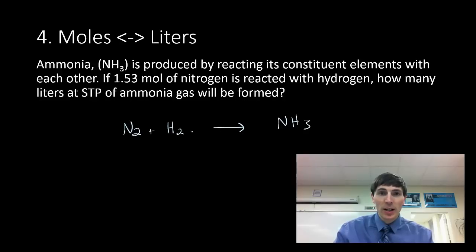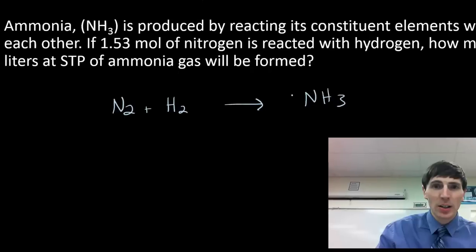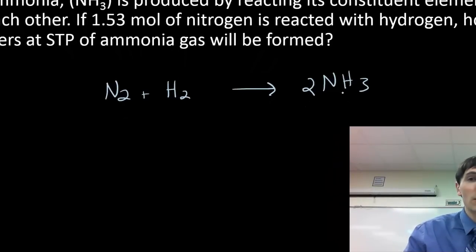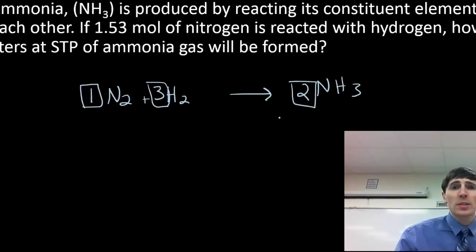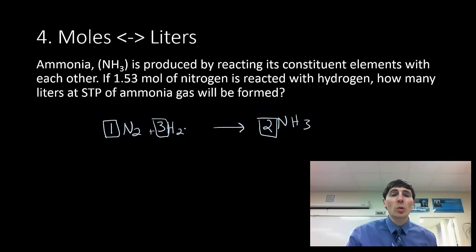So I'm going to go ahead and I'm looking over here. I need twice as much here for nitrogen. That gives me six hydrogen, which means I need three of these. Okay. So here's my balanced chemical equation. This is my recipe. All right, so now I'm going to look at known quantities.